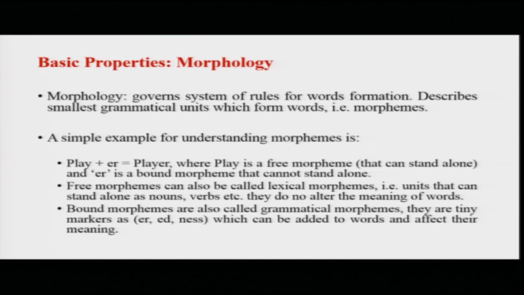Let us take an example. A very interesting way to look at how morphemes figure is this. Let us take the word player. If you divide this, you have play and you have er. Play is something that can stand on its own and has its own meaning, and hence it is referred to as a free morpheme or a lexical morpheme. It can stand alone and has a specific meaning of its own.